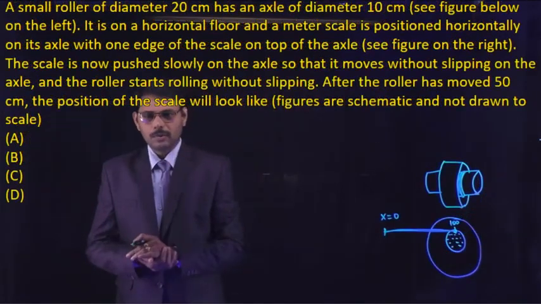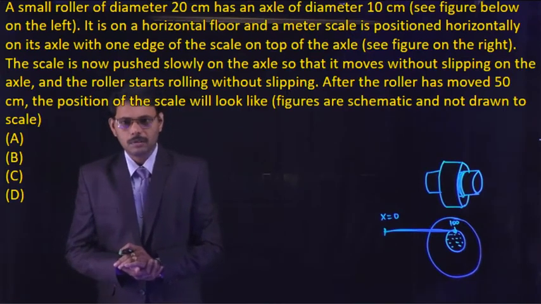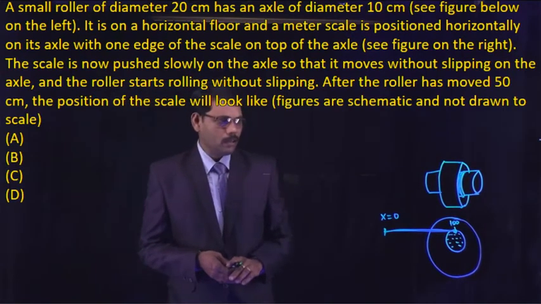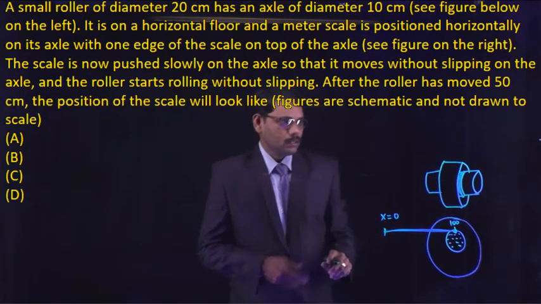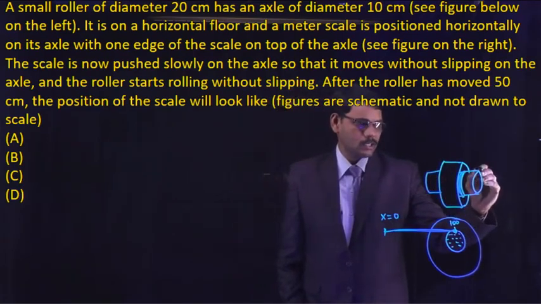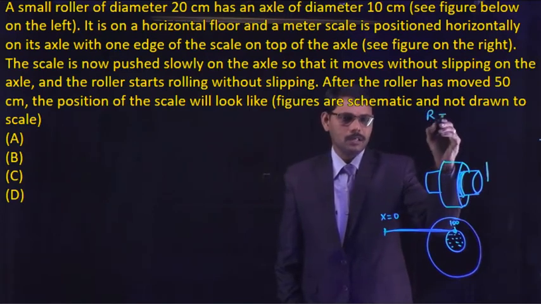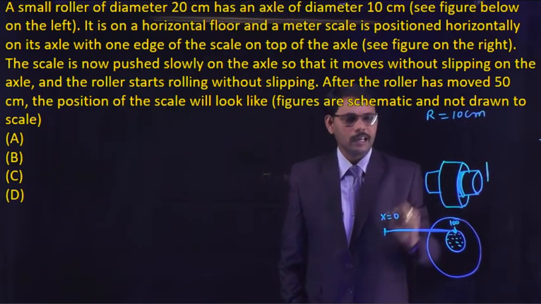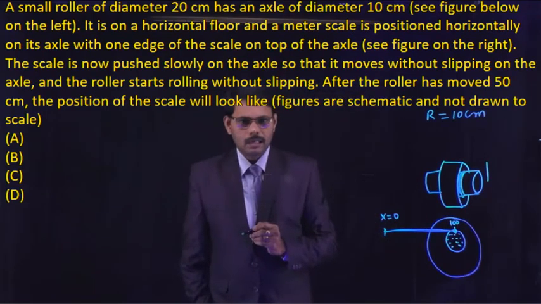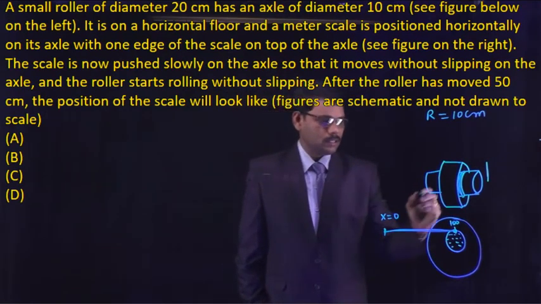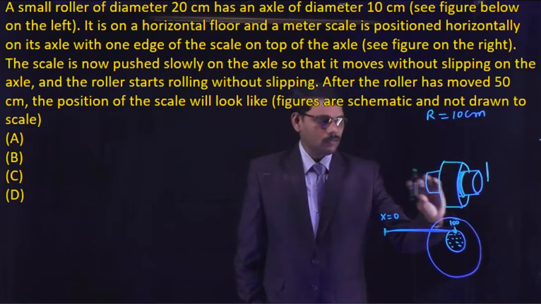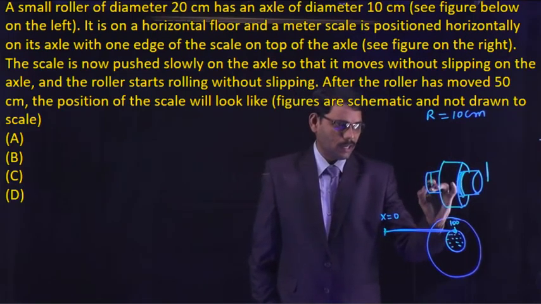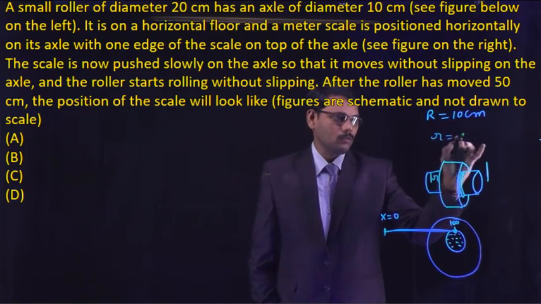Students, come to the next question, belonging to rotatory motion. A small roller of diameter 20 centimeters. This is the roller. Let its radius be capital R. Capital R is equal to 10 centimeters. Radius is 10, diameter is 20. It has an axle of diameter, this is the axle. Look into this one, this is the axle. The diameter of the axle is 10 centimeters. So the radius of the axle is small r. Small r is equal to 5 centimeters.